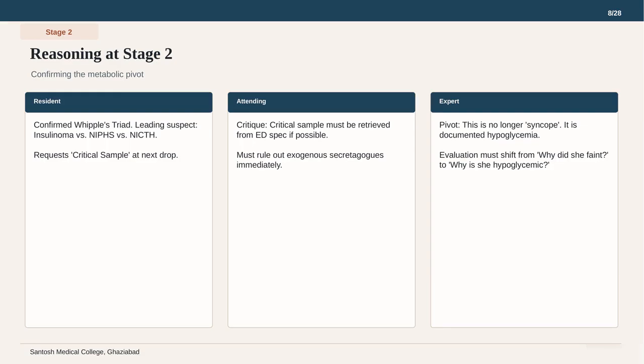Looking at the three columns on this slide, our team adjusts to the new evidence. The resident on the left notes that Whipple's triad is now confirmed, shifting the leading suspects to an insulinoma or non-insulinoma pancreatogenous hypoglycemia syndrome.